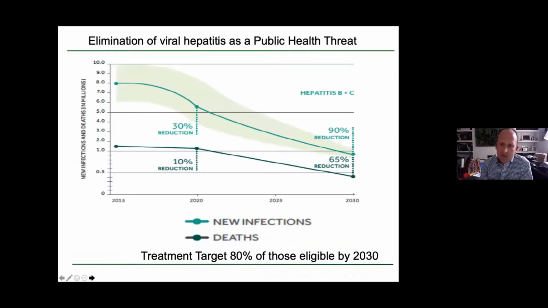And these are ambitious targets. So the mortality target is to reduce mortality by 10% by 2020 and 65% by 2030, with equally ambitious targets for reduction in new infections. And the key point here is that to get to these targets, modelling that we've done and other groups have done shows that you probably need to get at least 80% of your eligible population treated by 2030. And the relevance of short course therapy is in helping to achieve that target.